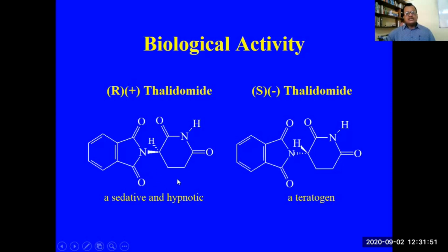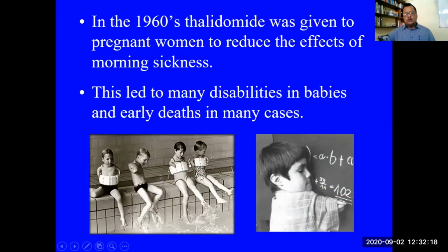light. It was used as a drug and it was administered to pregnant women to control their nausea and vomiting, and thalidomide worked well. So they administered a racemic mixture of thalidomide. That means they administered a mixture of both R plus and S minus thalidomide. And later on it was found that the babies born to these women carried various disabilities. You can see that they did not have limbs, maybe hand or maybe foot. Some of them did not have ears.